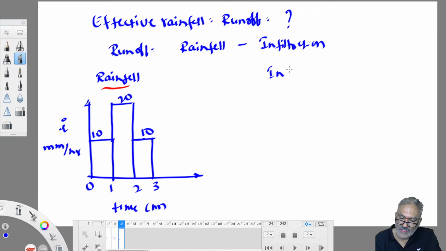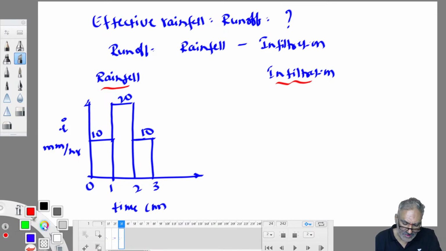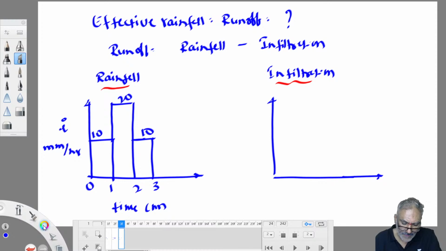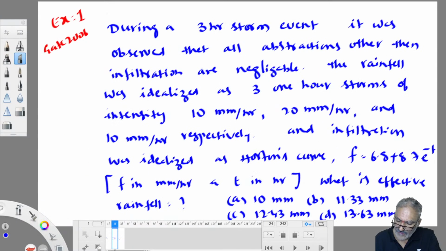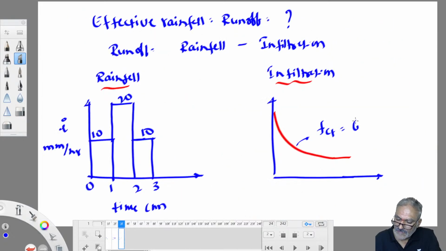Similarly, to work out infiltration, Horton's curve is given. What is Horton's curve? An infiltration capacity versus time plot. That is given in the form of an equation, F is equal to 6.8 plus 8.7 e power minus t. So at different time intervals you can find infiltration: at 0 time, after 1 hour, after 2 hours, after 3 hours. In 3 hours, the total rainfall is the area of the hydrograph.